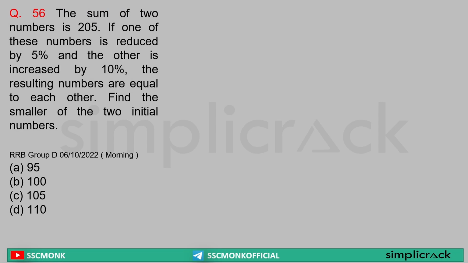The sum of two numbers is 205. If one of these numbers is reduced by 5% and the other is increased by 10%, the resulting numbers are equal to each other. Find the smaller of the two numbers. Very basic. So let's say two numbers sum to 205. One is x, another will be 205 minus x. Yes or no? Yes. Now let's say x is reduced by 5%. So x is 95 by 100, that is 19 by 20x. And the other is increased by 10%, that means the other is 205 minus x into 11 by 10.